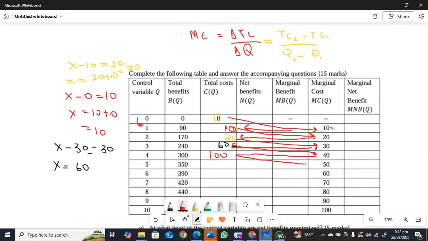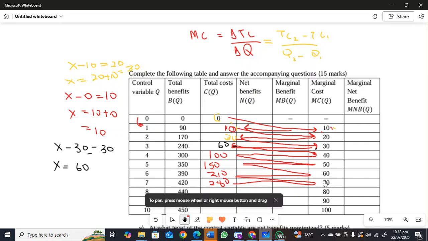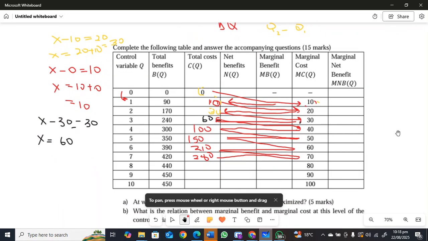Then 100 plus 50, you get 150. 150 plus 60, you get 210. 210 plus 70, you get 280. You can use this trick, madam. Is this trick okay, or are we still lost in it? 280 plus 80, 360.